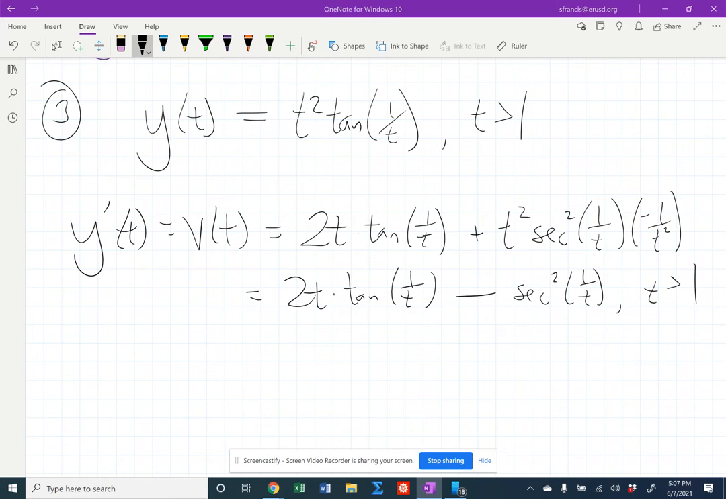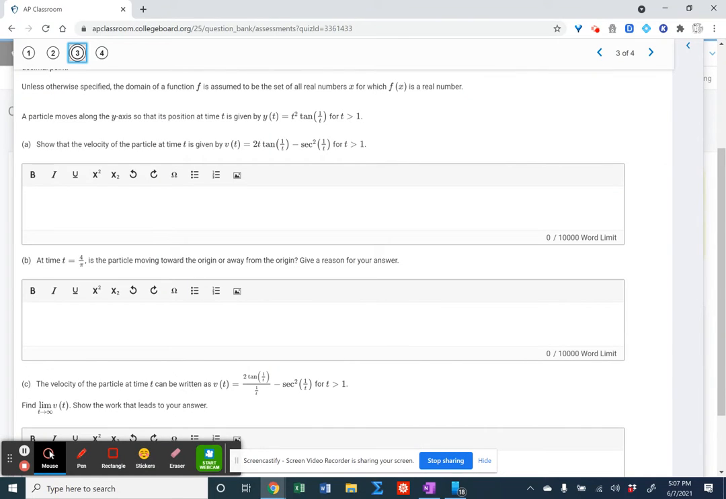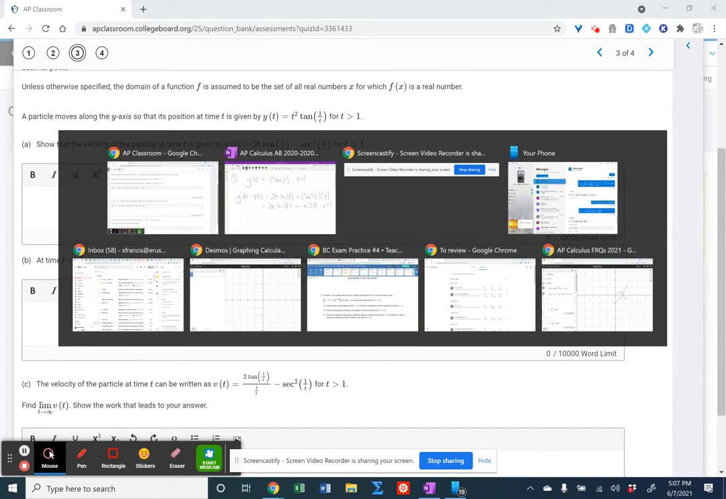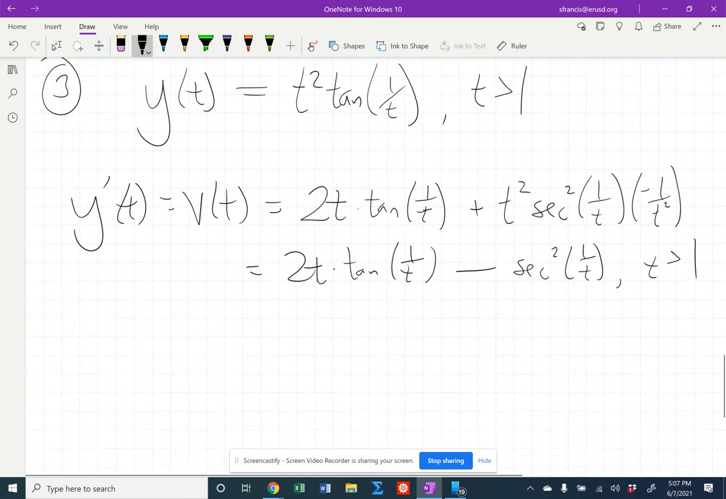all right. Moving on to part B, at time t equals 4 over pi, is the particle moving toward the origin or away from the origin? Give reason for your answer. We talked about a direction of motion question the other day in class.